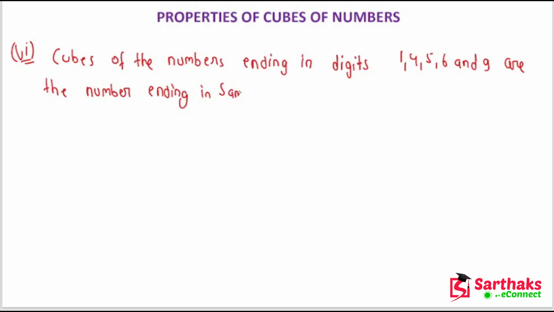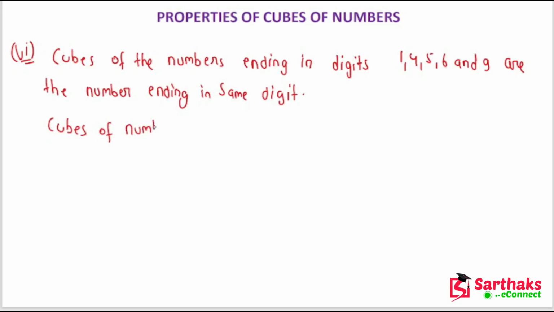For example, if your number ends in 1, you can very well imagine that the cube of 11 also ends at 1. If your number ends at 4, you can very well imagine that the cube of 4 also ends at 4. If your number ends at 5, you can very well say that the cube of 5 ends at 5. So cubes of numbers ending in these five digits are numbers ending in the same digit.